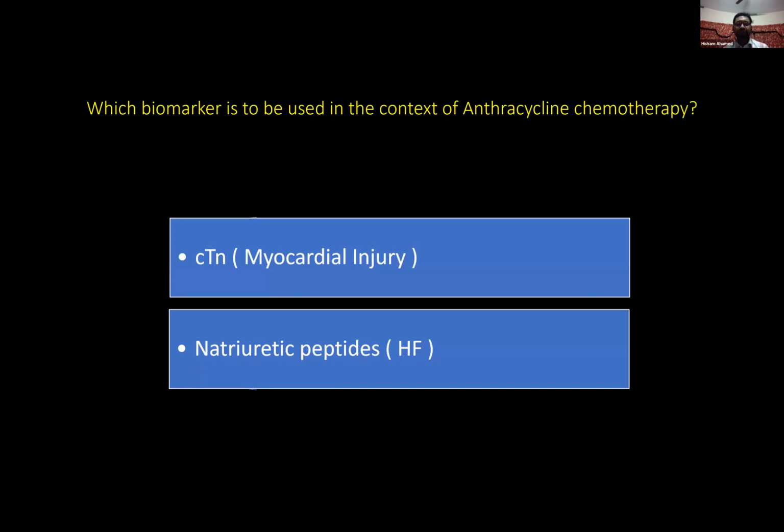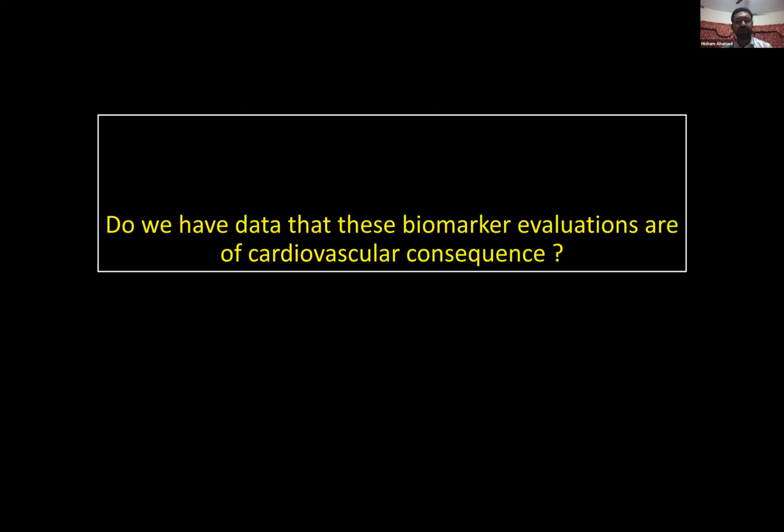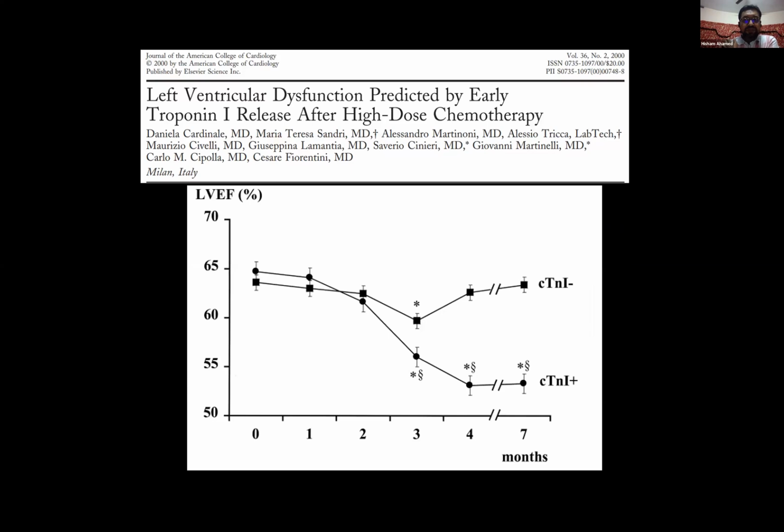So which biomarker can we use in the context of anthracycline chemotherapy? So we can use cardiac troponin, which is an indicator of myocardial injury, and of course, natriuretic peptides, BNP or NT-proBNP, which can reflect increased intracardiac pressure, essentially heart failure. So do we have data that these two biomarker evaluations are of cardiovascular consequence? And of course we do.